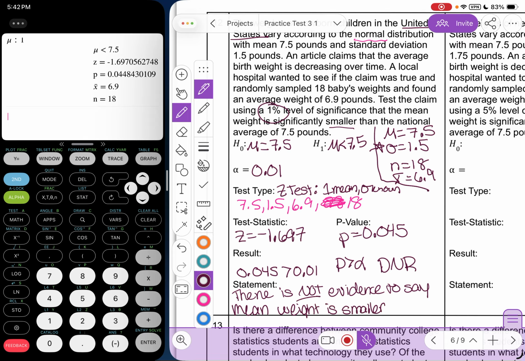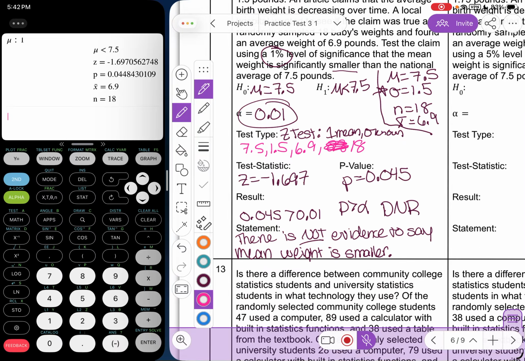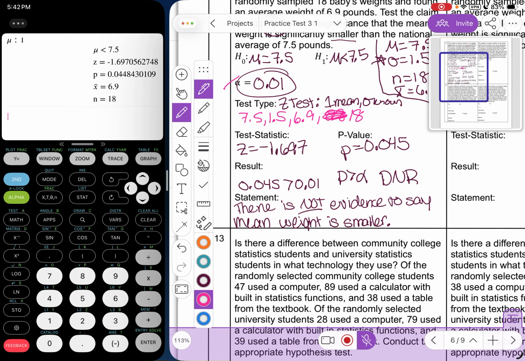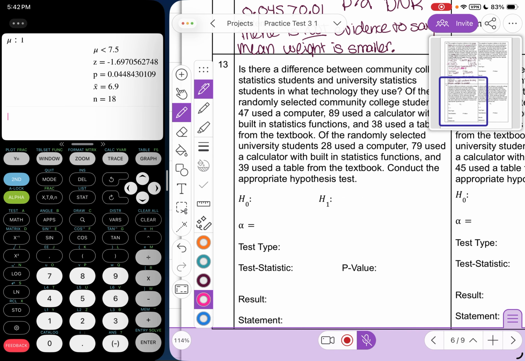So if we were doing the standard 5% level of significance, we would be fine. But because they changed it to 1%, they're saying, hey, this is more important. We're going to say there's not enough evidence. So that level of significance does matter. All right, let's look here.